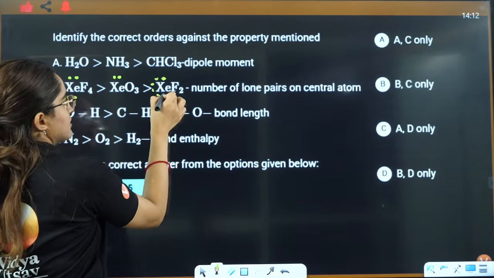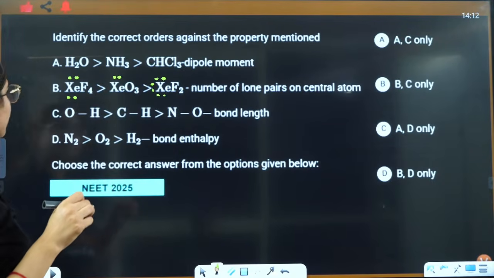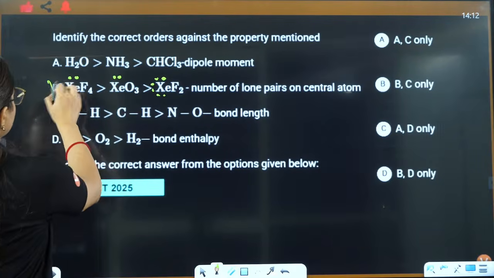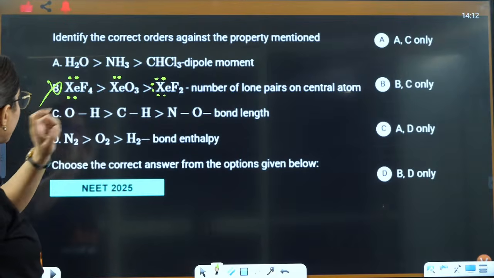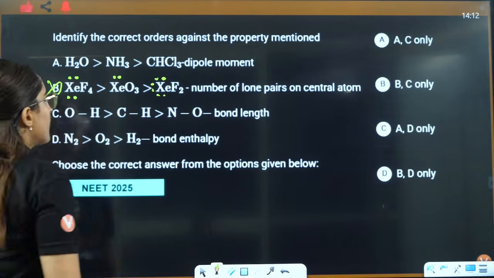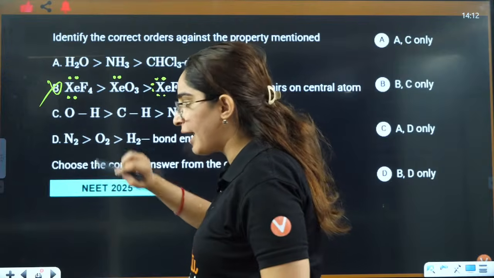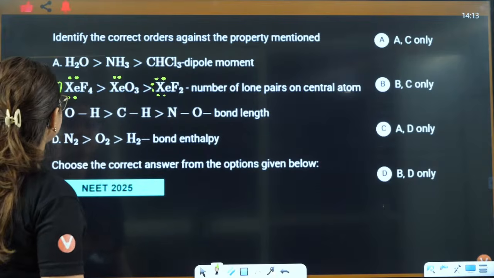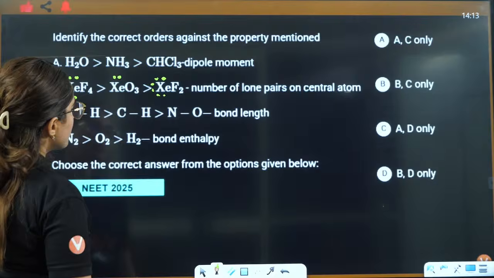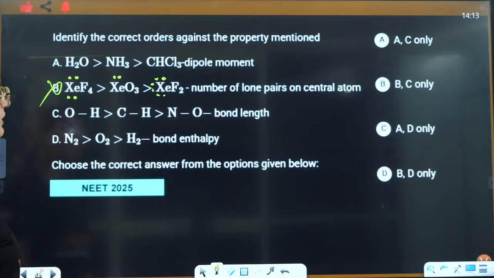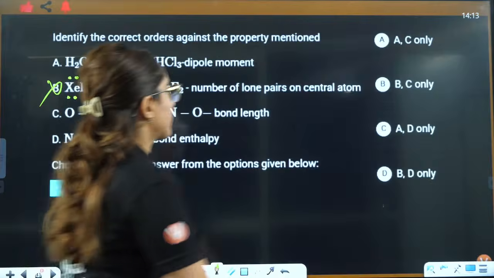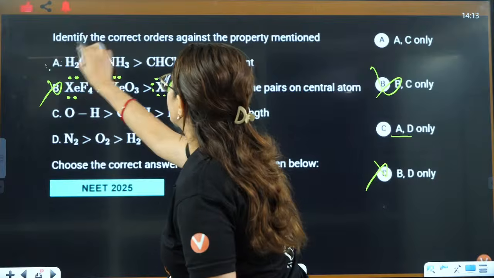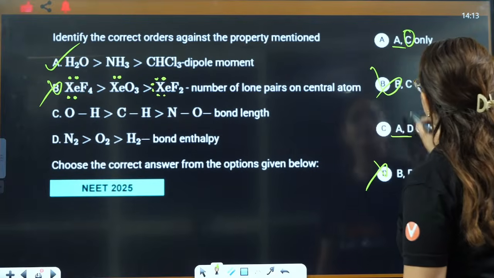So here they are saying the number of lone pairs on the central atom. Here it is 2, here it is 1, here it is 3. So this is not correct. Okay, this is absolutely not correct. If I talk about the bond length here, the bond is oxygen and hydrogen. Here it is carbon and hydrogen. Here it is nitrogen and oxygen. Right? So for bond length, B will not be correct here. So these two are eliminated. So A definitely will be the correct one here. I have to decide between C and D.